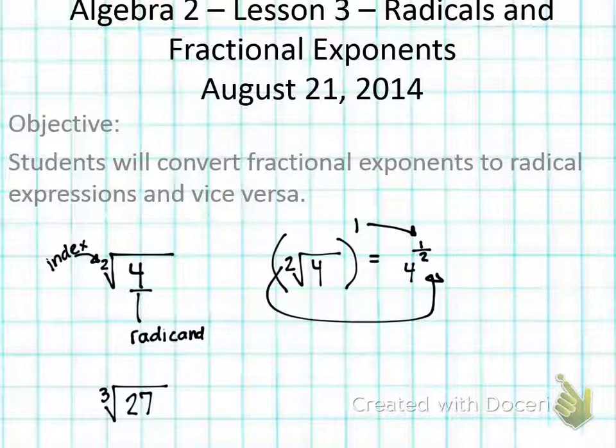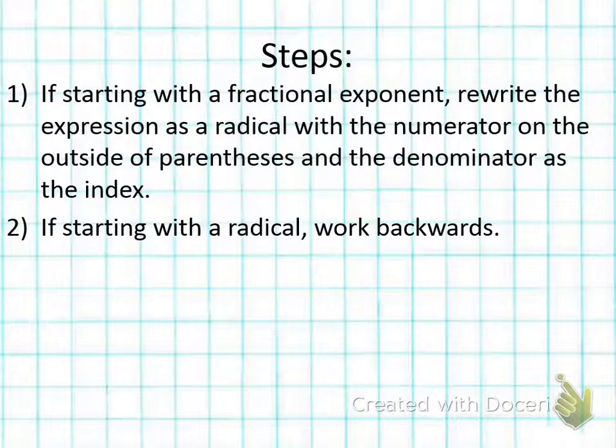You follow me? Okay? So even last night's homework, you might have had 4 to the 1/2 or a to the 1/2. What that meant was square root of a, or square root of 4. All right? So here are the steps. If you're watching the video, or if you don't have them, please write them down. Pause the video. I'm going to continue right now.